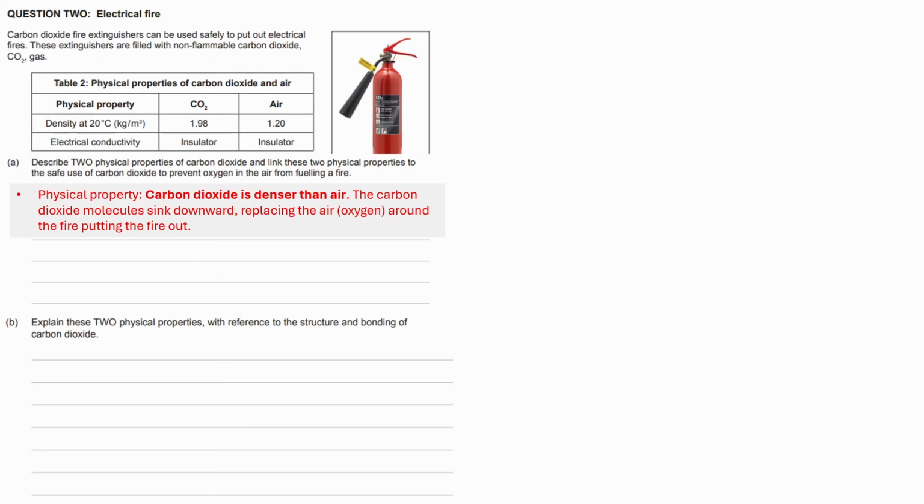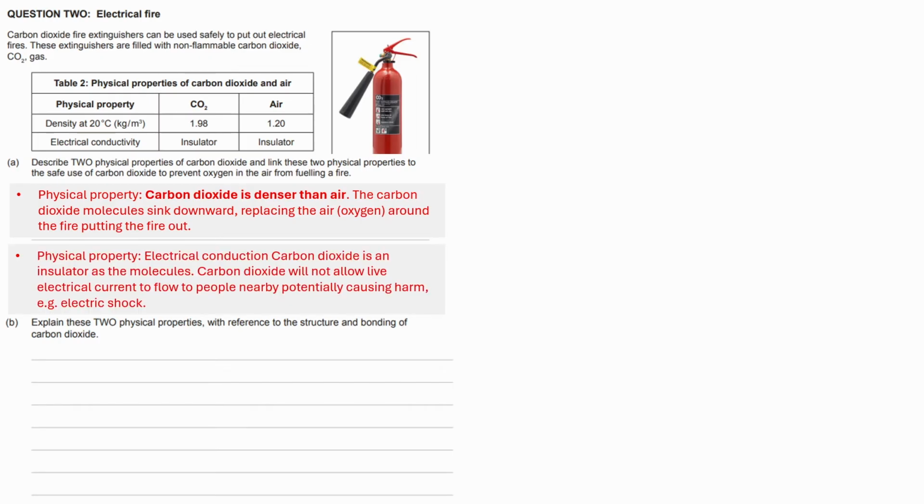The second thing about carbon dioxide, it is an insulator. So because it's an insulator, if you've got any electrical appliances there that are in the fire or causing the fire, the electricity will not be conducted through the carbon dioxide gas to somebody to give them an electric shock. That wouldn't necessarily be true if you had something like water, which might conduct electricity if you used it to put out a fire. Okay, so we've described two physical properties and linked them to its use.